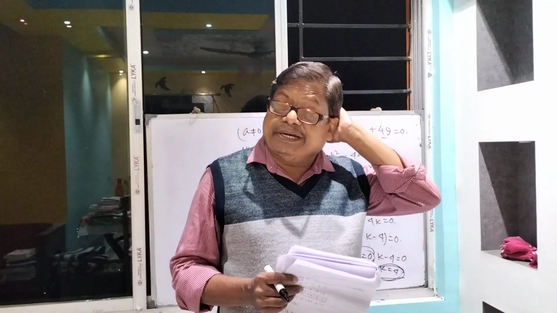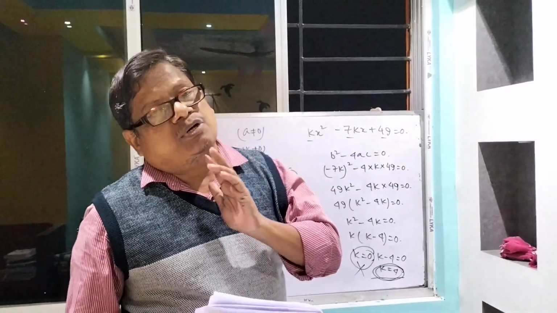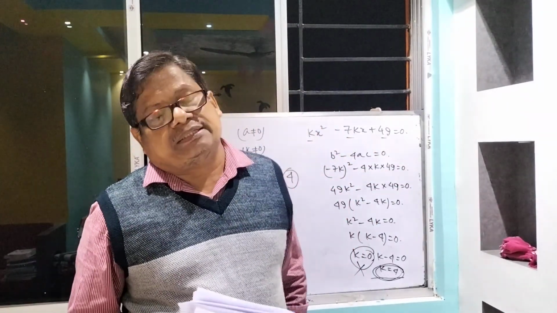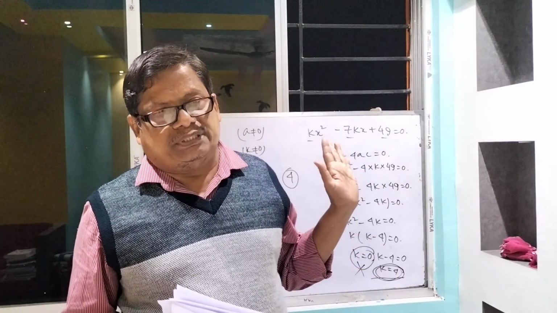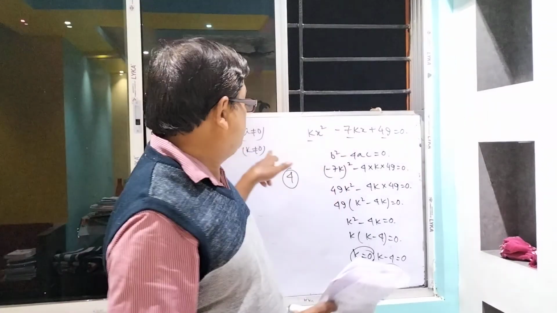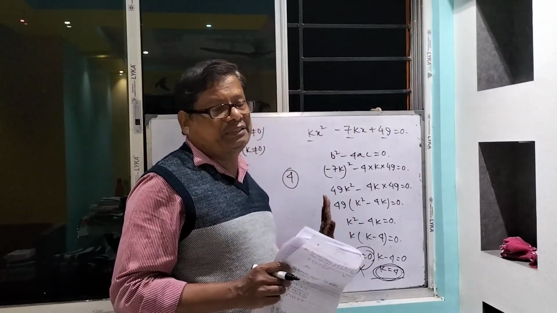This is a quadratic equation. If a constant term is there, just follow the constant term. What is given? Either 0 or something else. If it is 0, then you can put the value, no problem. Here, kx square is given, so 0 is coming. Don't take 0. Keep in mind.